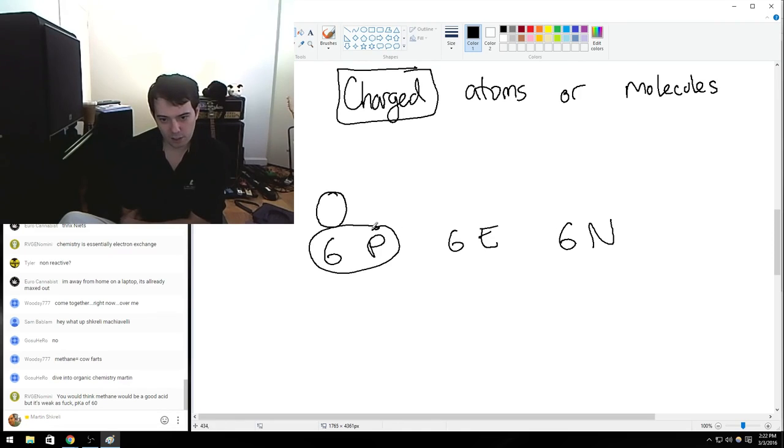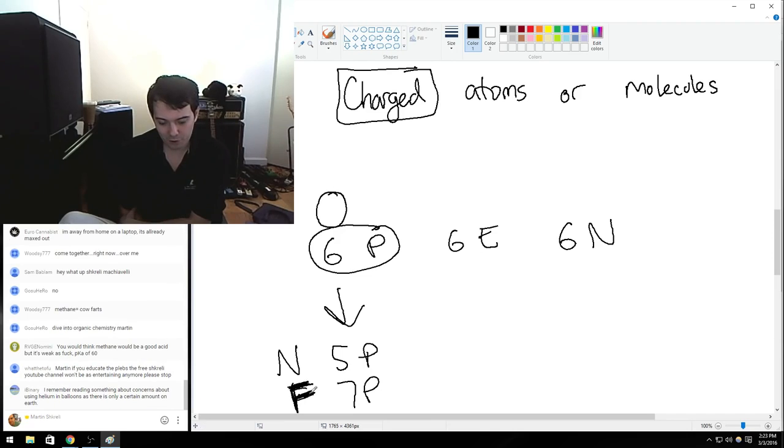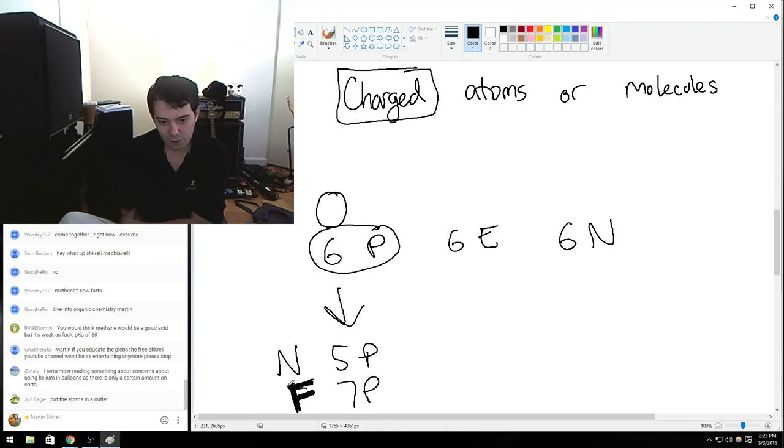Now, I told you, we can't change the protons. If you change the protons, we're going to be changing oxygen, if it had 5 to nitrogen, or if it had 7 to fluorine. And it's basically not possible to change the number of protons in an atom. You know, there are some exceptions in nuclear physics, but in general, you can't just change oxygen to nitrogen. It's not going to go well. It's impossible. It's always going to be oxygen. You cannot change that. You can't change it to nitrogen or fluorine easily.